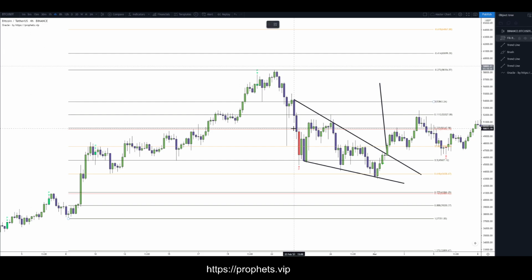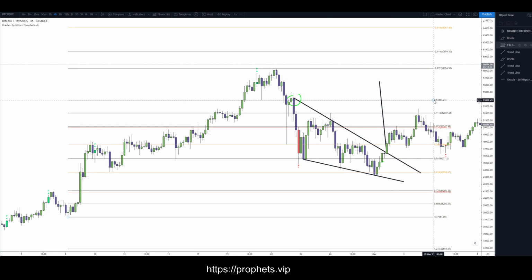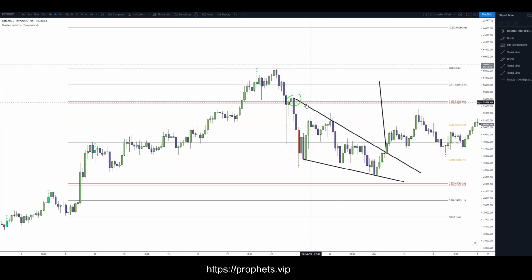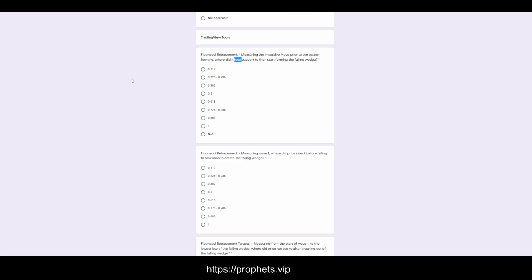Cool. So where did it lose support? I couldn't hold. Wait, I've drawn that incorrectly. Here we go. So we lost the 0.25 or the 0.236, very similar, very close. And then just choose whichever one it is that I have on the form for that one, which would be this one here, right?